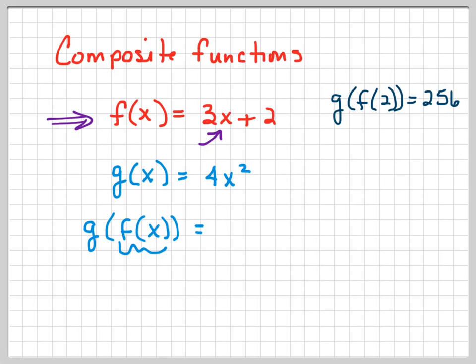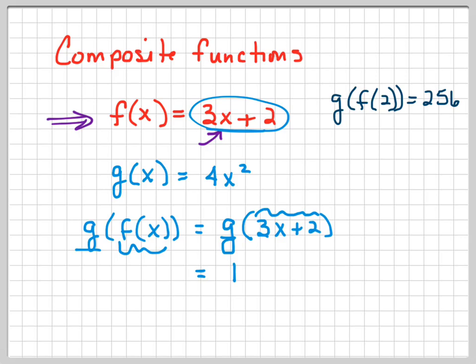So it looks like this. I'm going to start on the inside, and I rewrite my g. I replace f of x with what it's equal to, 3x plus 2. I just pulled it down from up here. And then I find the g of 3x plus 2. Again, I plug this into function g. And it looks like that. So function g says take 4 times x squared. My x squared got replaced with 3x plus 2.